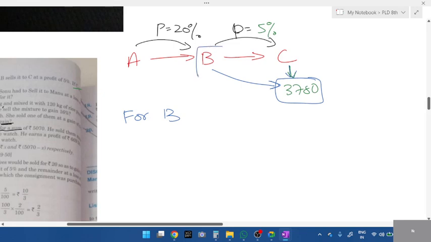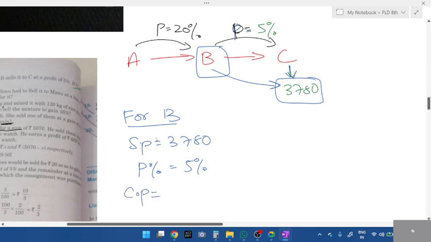Always start from B in reverse. So for B, what is the selling price? Selling price is 3,780. Very good. To whom is B selling it? B is selling it to C. And for what profit? For what gain or profit percent? See that profit percent. This entire calculation is for B. Remember, for B. Profit percent is 5. Selling price is given, profit is given.